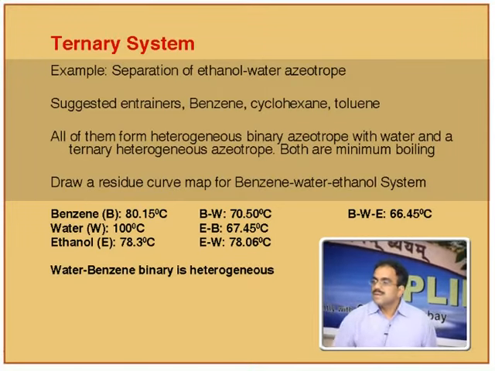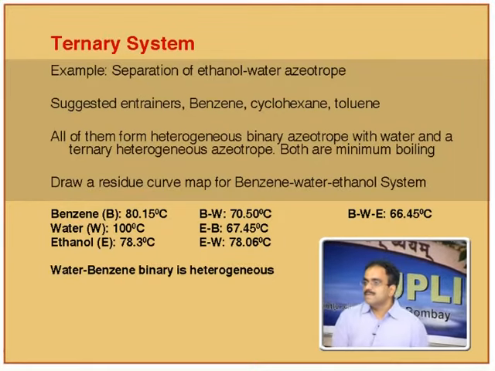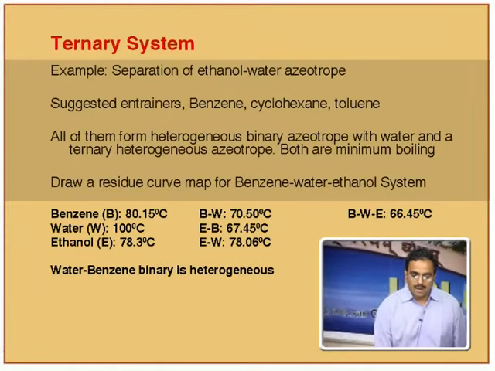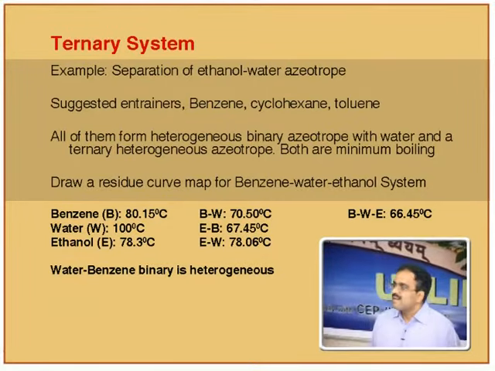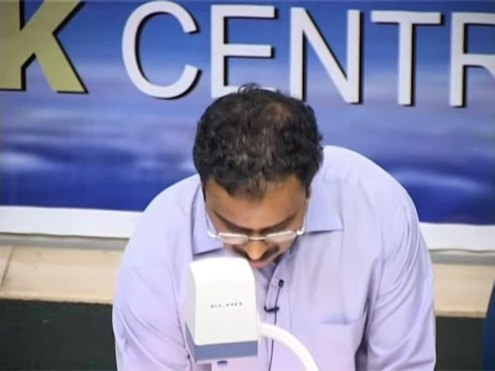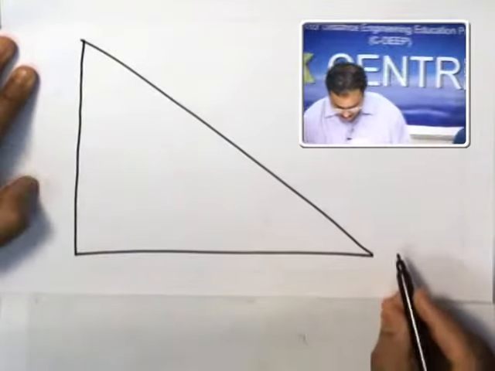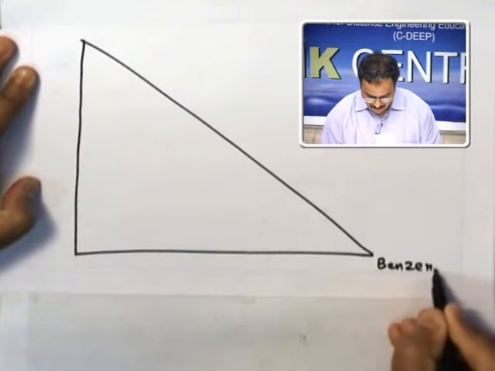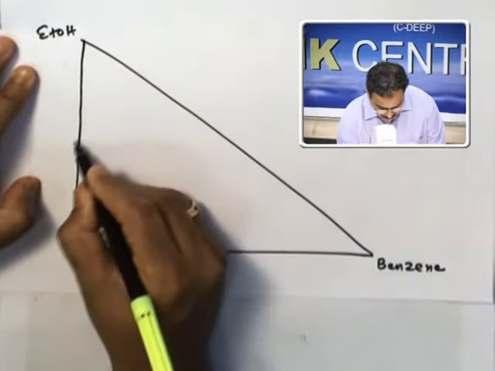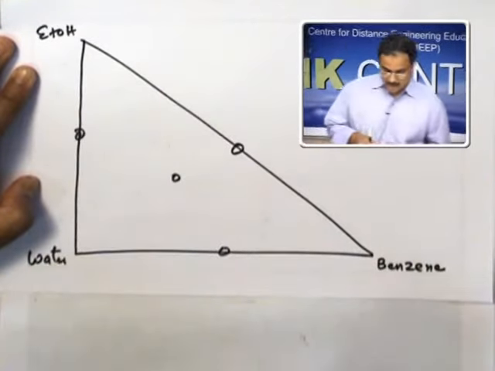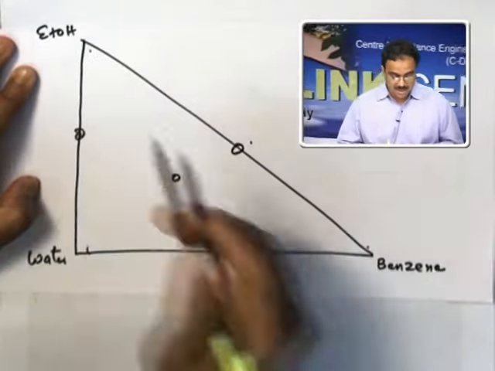Now I have to know which of these are stable points, which are unstable points, and which are saddles. The water-benzene binary is heterogeneous, and this ternary is also heterogeneous. So can you draw the RCM? Benzene, alcohol, and water. There is one azeotrope on each edge, and one inside. Total number of nodes is 4 plus 3, 7.